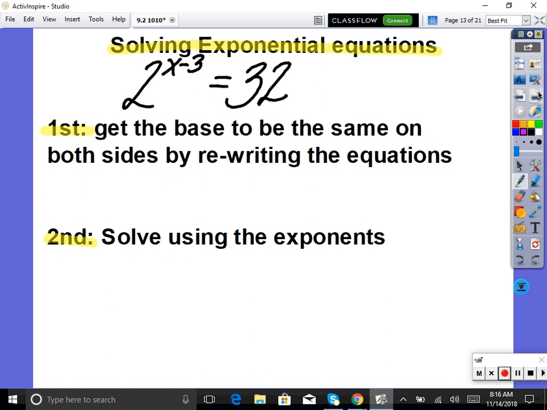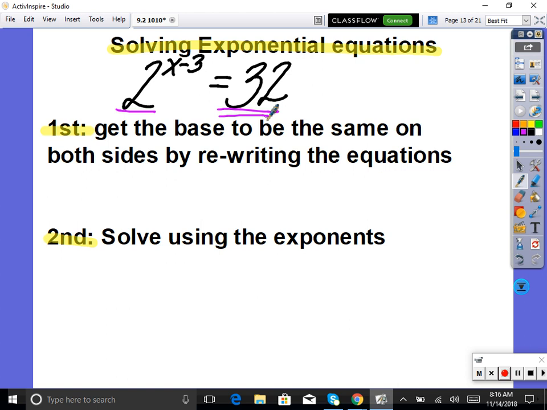First, get the base to be the same on both sides by rewriting the equations if necessary. So notice on this side I have a base 2. We need this side to be written as base 2. That's going to allow us to solve this very easily. So that's our first step. And then second, we can just solve using the exponents.